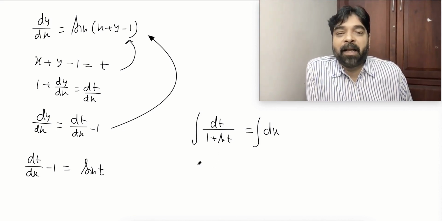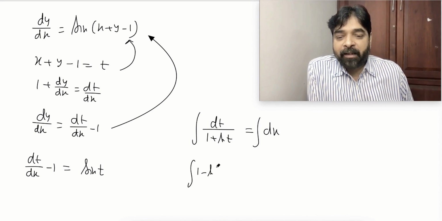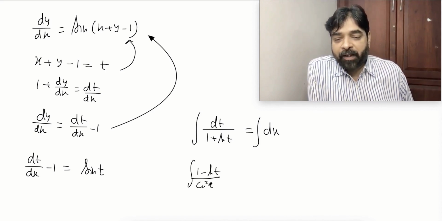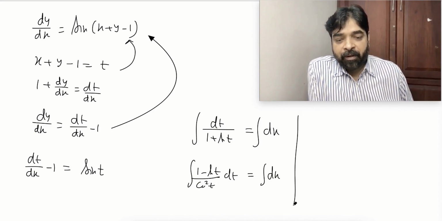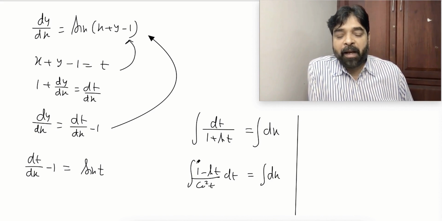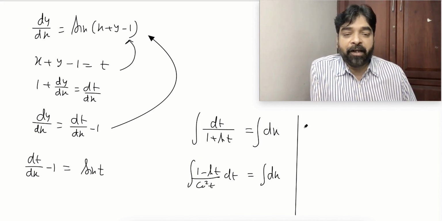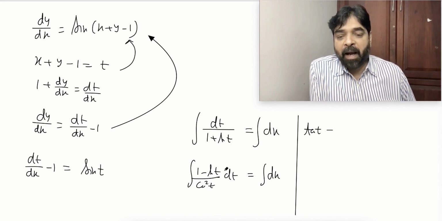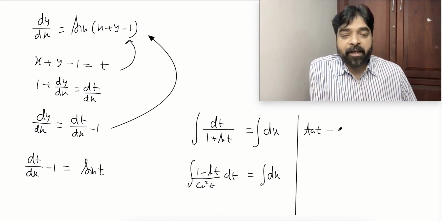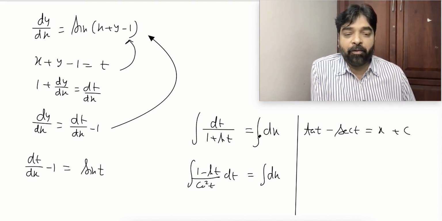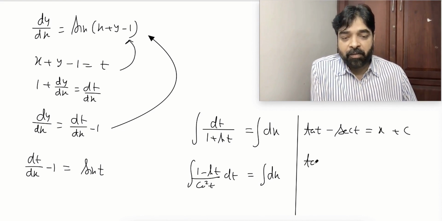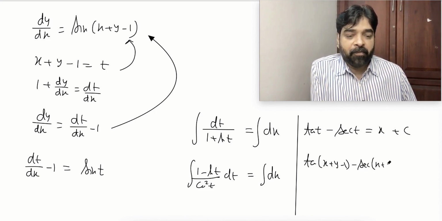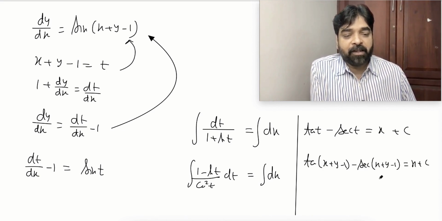Multiply numerator and denominator by 1 minus sine t. So (1 minus sine t) divided by cos square t dt is equal to the integration of dx. So this will become 1 by cos square t, that is secant square t, integration is tan t, minus tan t secant t, integration is secant t, equal to x plus c. Put back the t value, because you cannot leave the answer like this. So we'll say tan of (x plus y minus 1) minus secant of (x plus y minus 1) is equal to x plus c. This is your answer.